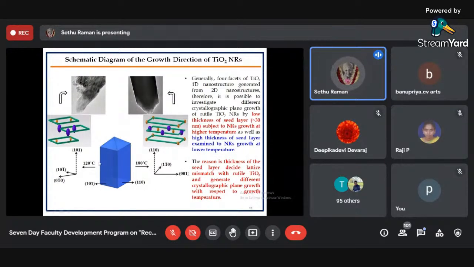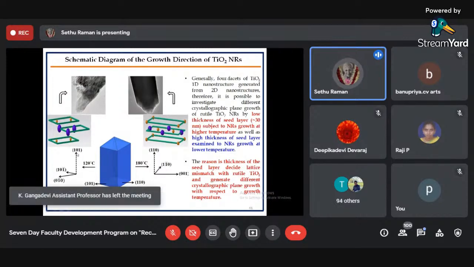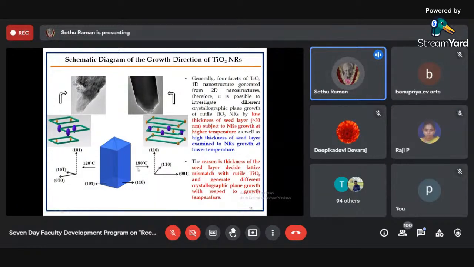You see here, when the growth temperature is 120 degrees Celsius, the 101 crystallographic orientation is induced on the surface of the seed layer. At 180 degrees Celsius, a little higher temperature, the 110 crystallographic orientation is exposed and induces the growth pattern of the TiO2 nanorods. The reason is that the thickness of the seed layer determines the lattice mismatch with rutile TiO2, and they generate different crystallographic plane growth with respect to the growth temperature.